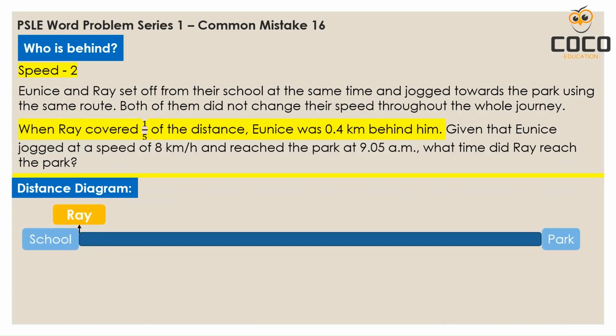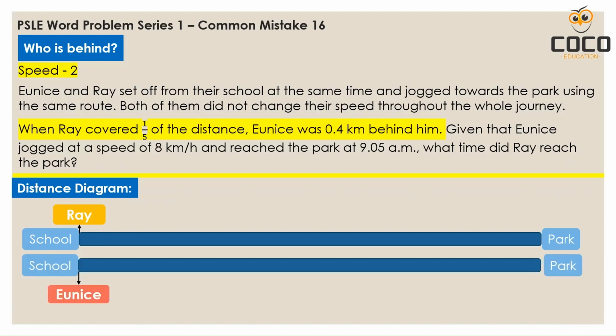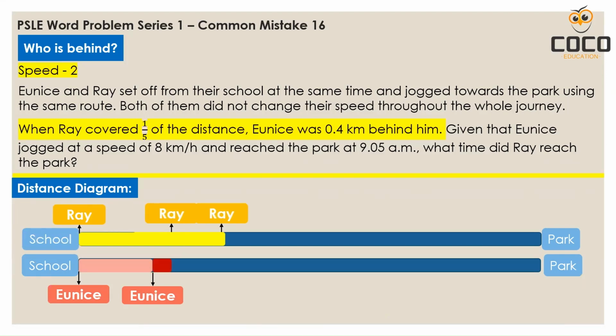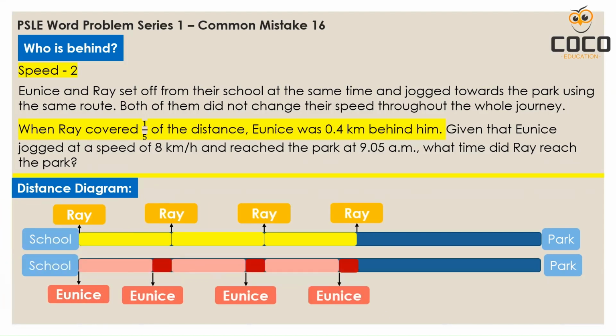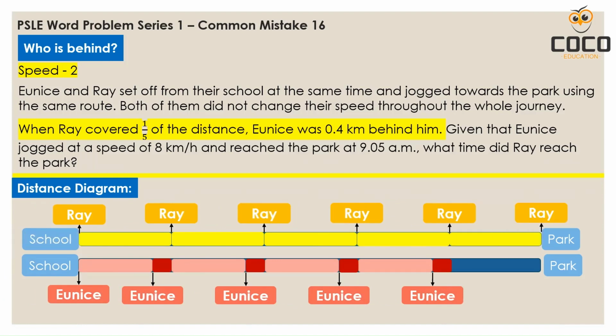When Ray covered 1/5 of the distance, Eunice was 0.4 kilometers behind him. To cover the whole distance, Ray needs to cover 5 times of 1 over 5 of the distance here. Hence, Eunice would jog 5 times of the 0.4 kilometers less than Ray. Now, let's look at the step-by-step solution.